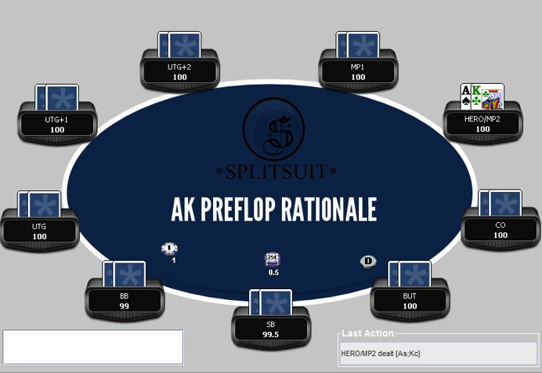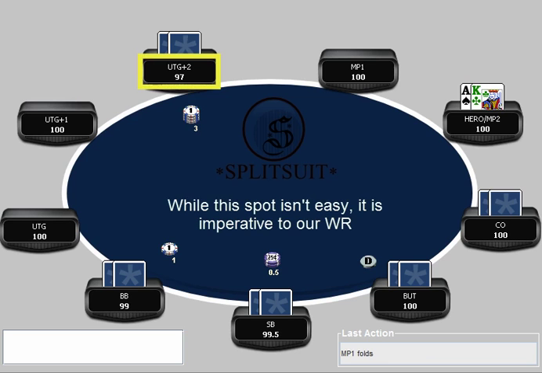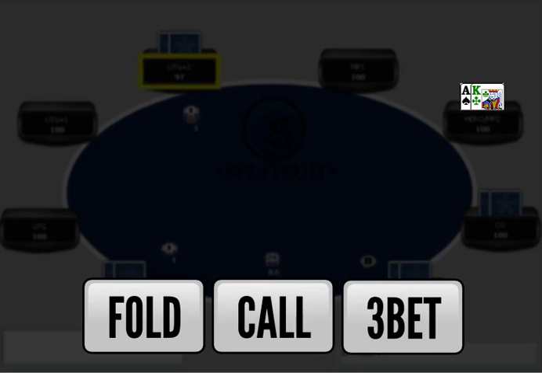So let's talk about everyone's oh-so-favorite hand, Ace-King, and we'll take this very, very common situation. This is not a fun spot because it's very difficult to know what to do. Now at this point we have 3 options. We can call, we can fold, or we can 3-bet.